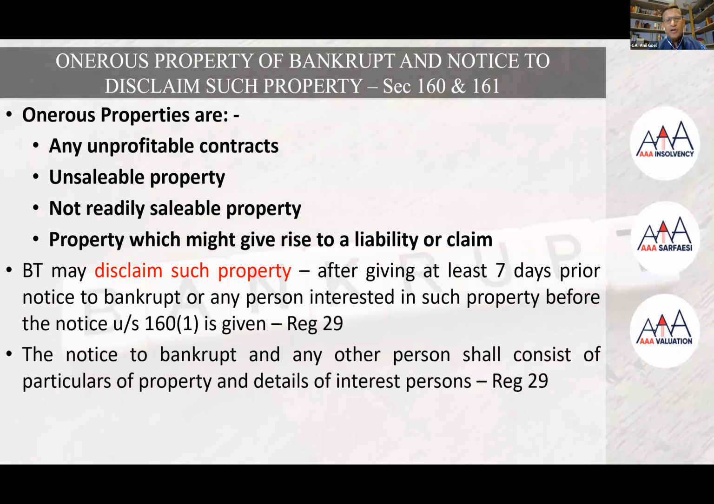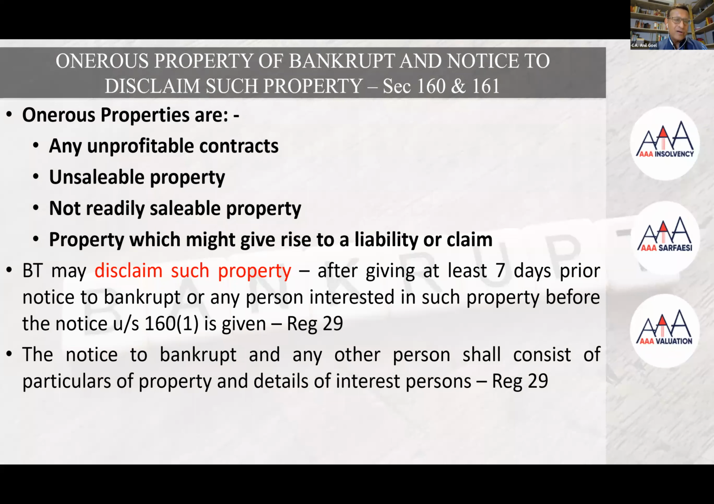Then again, there is section 160 and section 161 which deals with the onerous properties of the bankrupt. Now there is a complete process which has been defined, and first of all we need to understand what onerous properties are. The onerous properties, as I could understand, are any unprofitable contracts which the bankrupt has entered into, where nothing is coming from that contract but it is a liability, something which is not realizable, something which is uncertain, unsellable property, not readily sellable property, and property which might give rise to a liability or a claim.